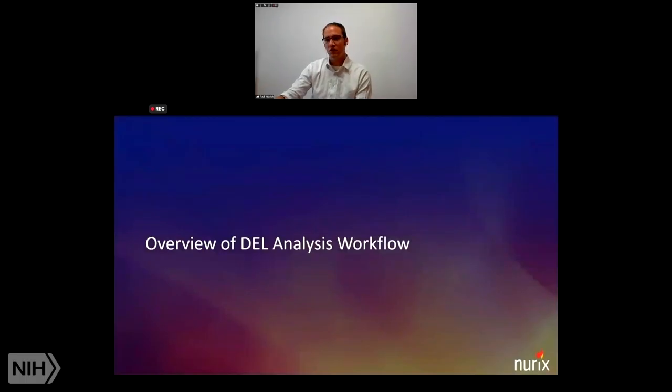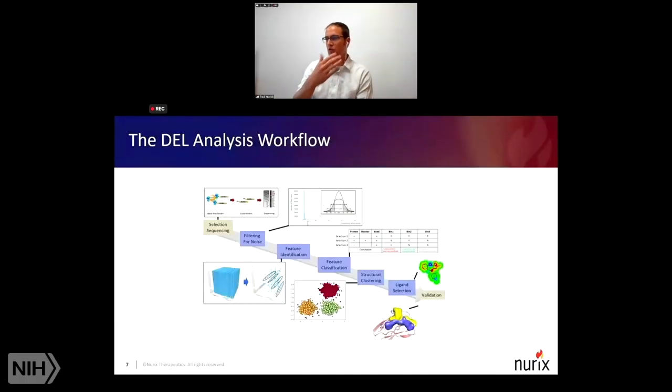So for the main content of the talk, I'm going to be walking you through the process of DEL data analysis as we do it at Nurix. I'm going to start with some discussions around fundamentals. How do we represent DEL data, and what are the sorts of structures we observe within DEL data? Then I'm going to discuss, in order, these blue boxes.